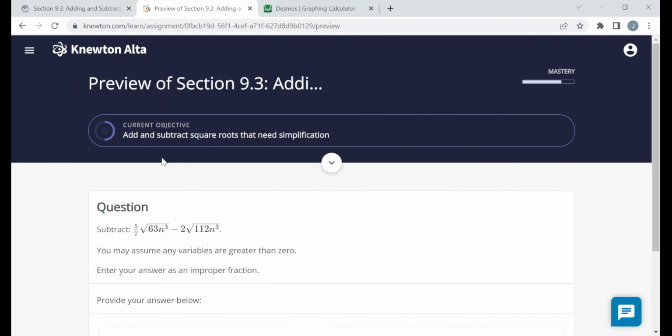All right, then I should just have a couple more of these where we need to simplify first and then combine. Again, notice how they're saying you may assume any variables are greater than 0. That's just so you don't have to actually use the absolute value symbols. Remember, these square root symbols are asking you for non-negative square roots, the principal square roots, but we're not going to have to worry about absolute value symbols.